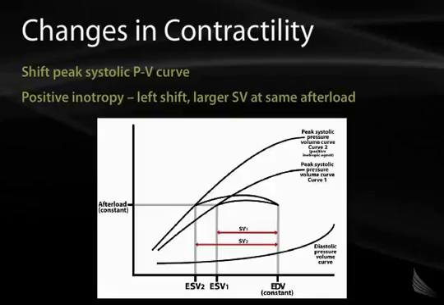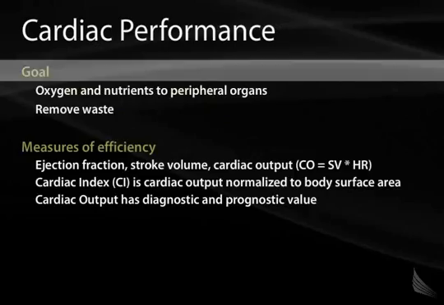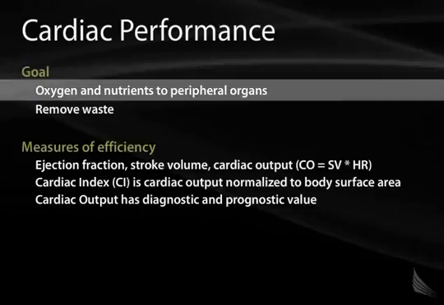The increased inotropy allows the heart to beat more strongly, with a constant end diastolic volume and a constant afterload. The increased stroke volume causes an increased cardiac output. Again, the goal of cardiac performance is to allow the delivery of oxygen and nutrients to peripheral organs, also to remove waste.